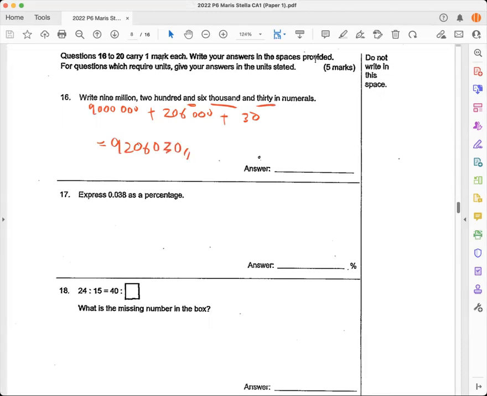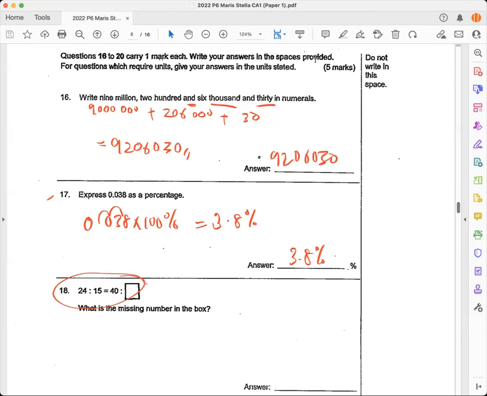Now, question 17, express 0.038 as a percentage. So from decimal to percentage, times 100%. From fraction to percentage, times 100%. From percentage the other way around, divide by 100. Remember, this is basic. So times 100%, move 2 times to the right. So you get 3.8%.